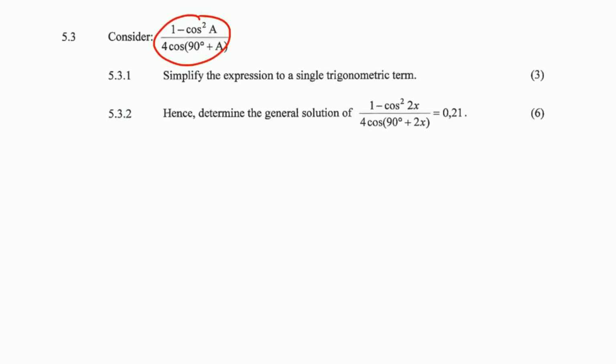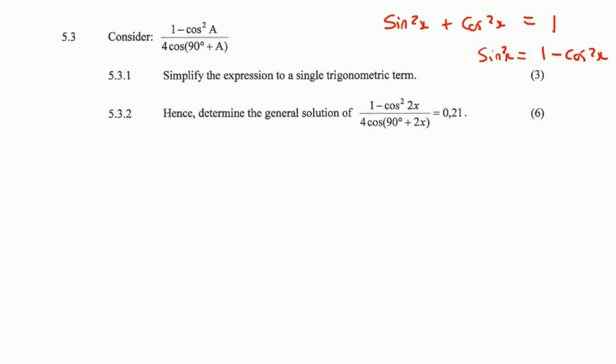Consider the expression, and then it says for 3 marks, so it won't be too bad: simplify this expression to a single trigonometric term. Okay, so if we look at the top, if you look at that entire expression, we know that sin squared x plus cos squared x is equal to 1. So if you had to move this over to the other side, you would have 1 minus cos squared x equals sin squared x.